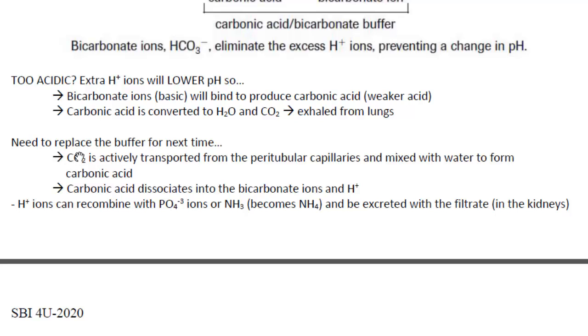And that again is after the carbon dioxide gets transported from the peritubular capillaries, which are surrounding the nephron, and mixed with the water to form the carbonic acid. Then the carbonic acid dissociates, that means it falls apart into these two particular things. I can reclaim the bicarbonate and I can expel the hydrogen ion. And they can also recombine with phosphate ions or become ammonium. So ammonia becomes ammonium, and that gets excreted in the filtrate as well in the kidneys.